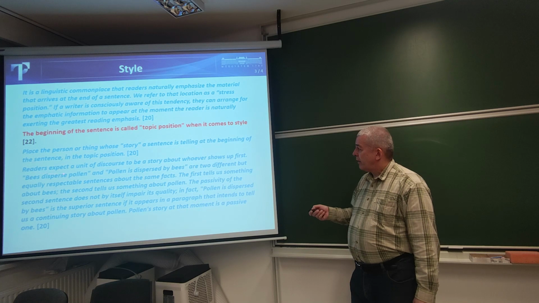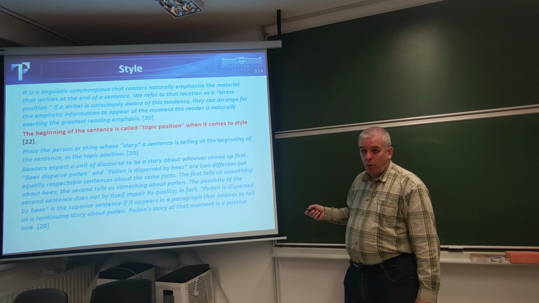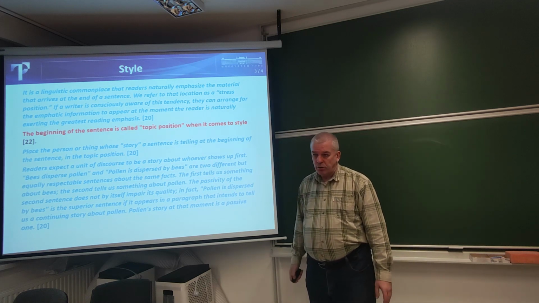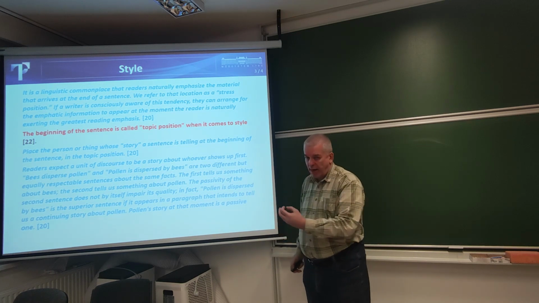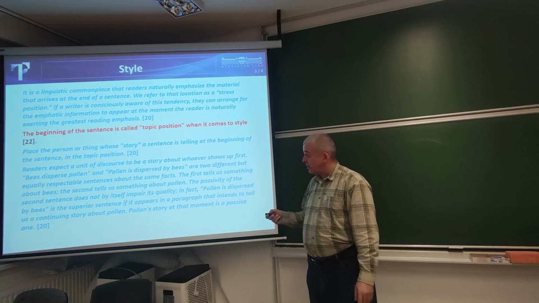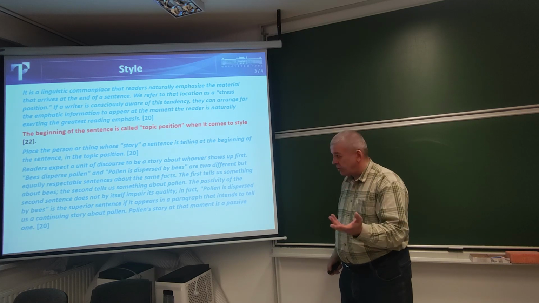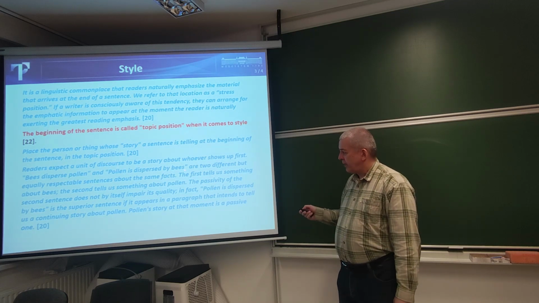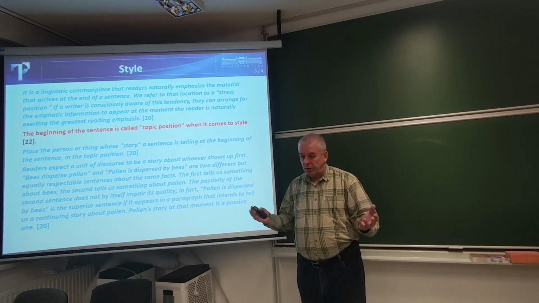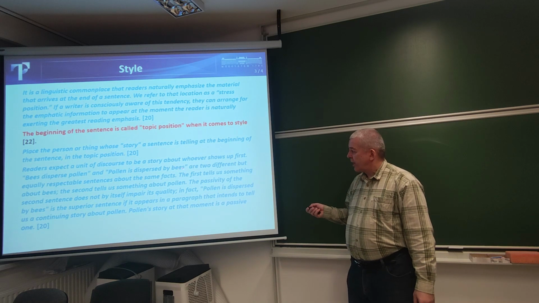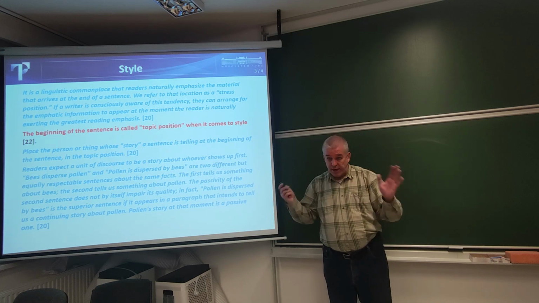Let's look at this sentence. Bees disperse pollen. What are we talking about? We are talking about bees, okay? The story is about bees, and we say something new about bees. What is new about bees? That they disperse pollen. Okay, but in another story, pollen is dispersed by bees. We are talking about pollen, that's the known information, and bees is the new information. Okay. Both are equally good, but the stress is different.